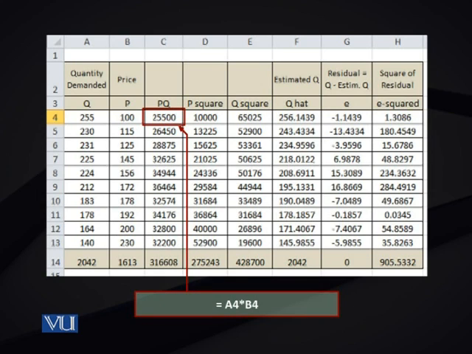A4 and B4 are basically cell references. So we use cell references. This means that the value of P lies in the cell A4. As you can see, it is 255 in cell A4. And in cell B4, you have the value of P, which is 100. So we need to multiply them to get 25,500. That is easy. Later, you will drag this formula to perform the same calculation for these 10 values.